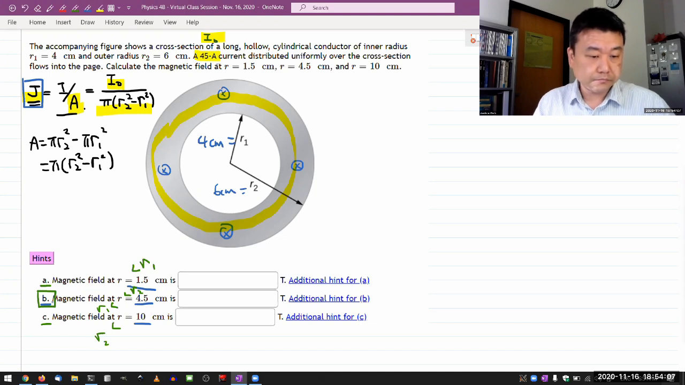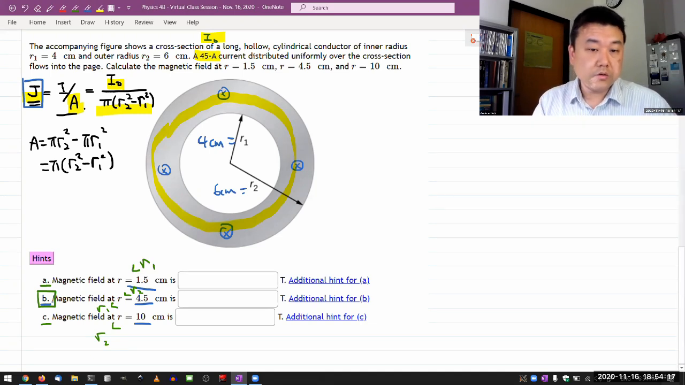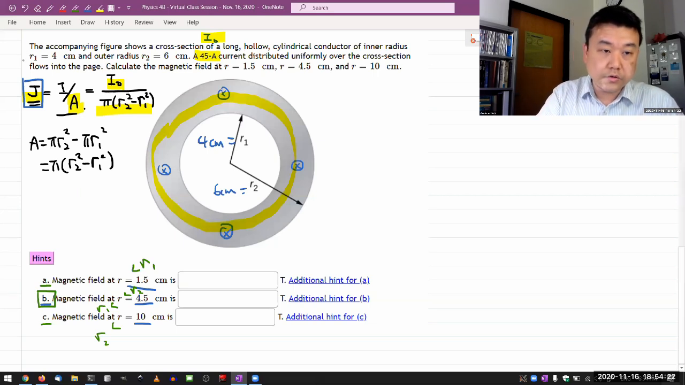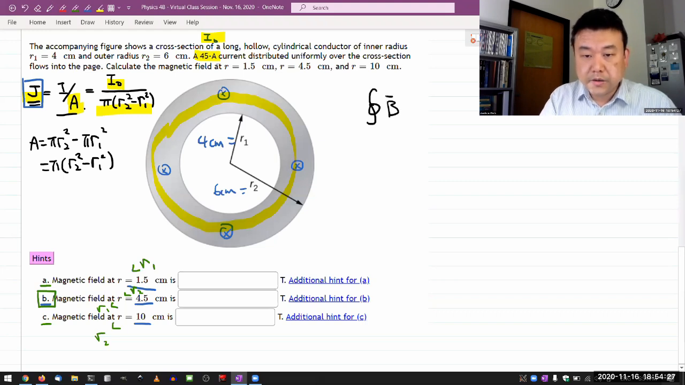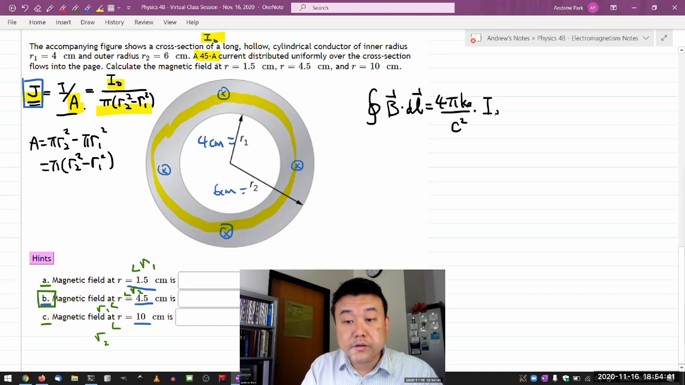Maybe not so much. Let me start out with B. So this is an application of Ampere's law question. You are given the current, and the law that you want to use has this form. The line integral of B dot dl is given by, let me use the coefficient that I prefer, 4 pi times Coulomb constant divided by c squared times the current enclosed.